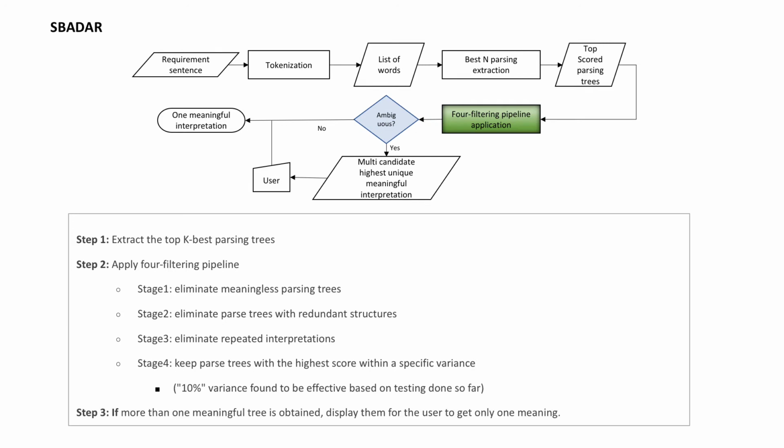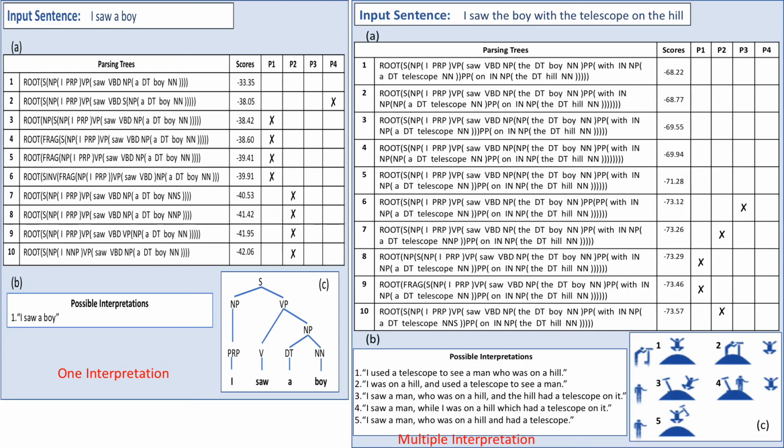If more than one meaningful tree is obtained, we display them for the user. The user can select the most correct one. If the sentence is not ambiguous, our approach produces one meaningful interpretation.